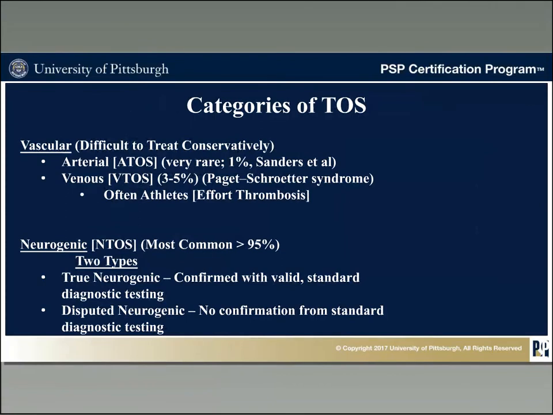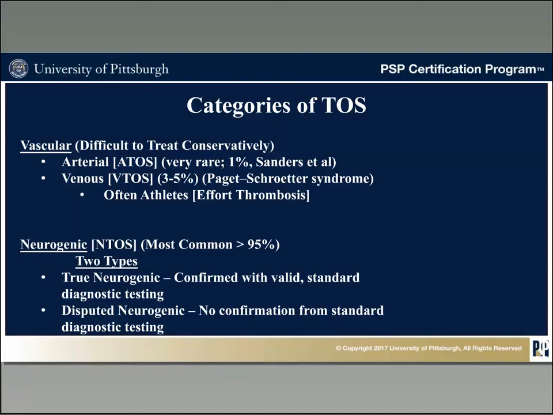In terms of the categories of thoracic outlet syndrome, they can basically be broken down into two types, vascular and neurogenic. The vascular types can be subdivided into either arterial or venous. And again, these are the more rare types of thoracic outlet syndrome. The more common type is the neurogenic type, believed to be about 95% of these syndromes.